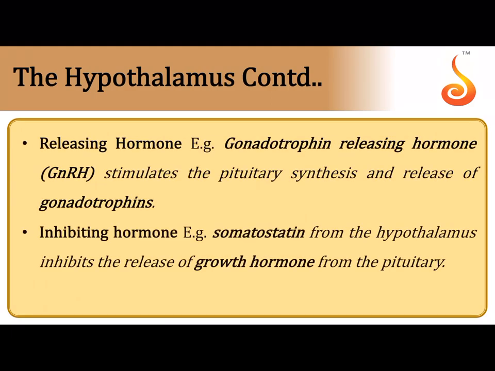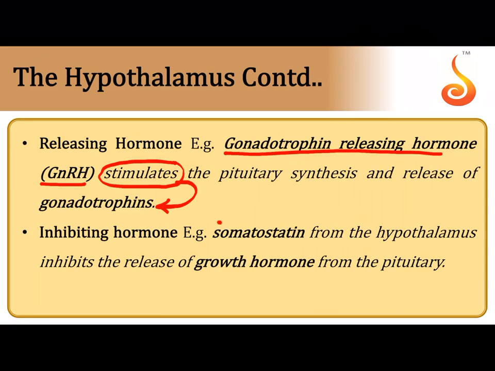The best example for a releasing hormone is gonadotropin releasing hormone. The gonadotropin releasing hormone released by the hypothalamus will act on the anterior pituitary, and the anterior pituitary cells will get stimulated by the gonadotropin releasing hormone, and they in turn will release a group of hormones called gonadotropins. So if there is a hormone which is stimulating the cells of the anterior pituitary, such as gonadotropin releasing hormone, then we refer to it as a releasing hormone.